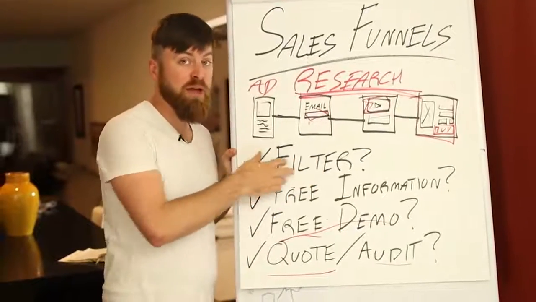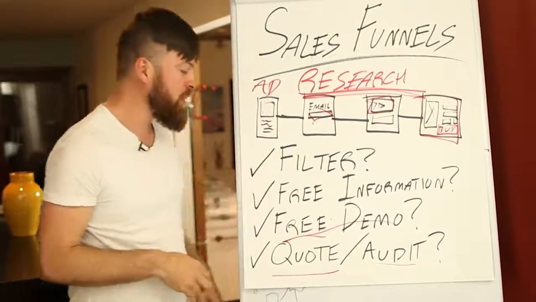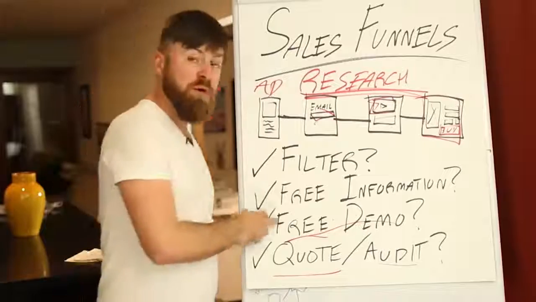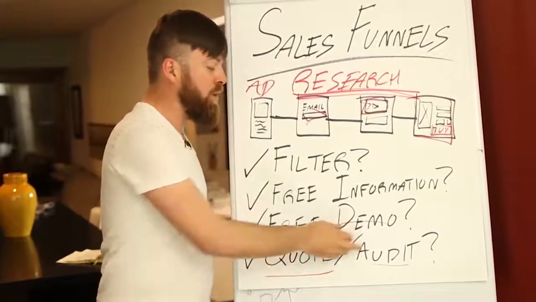Look at what your competitors are doing and copy their marketing funnels. You don't need to copy word for word, but copy the layout, copy the flow. Is your competitor using a survey or questionnaire to filter people? Are your competitors giving away free information at a certain point? Are your competitors giving away a free demo or a quote or an audit? That's how you build sales funnels. You don't need to make it too complicated. Check what your competitors are doing and try to do something similar.